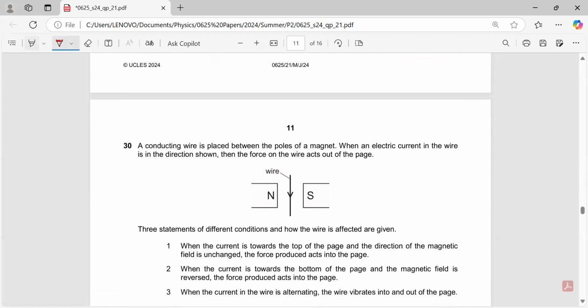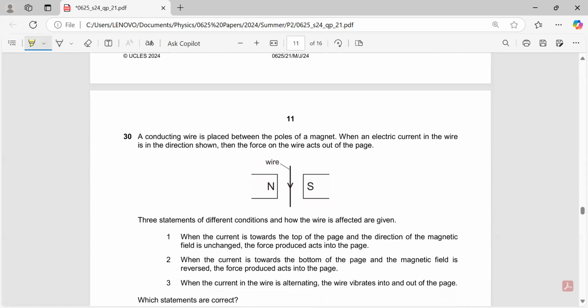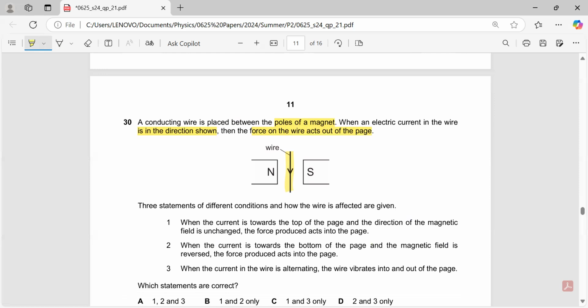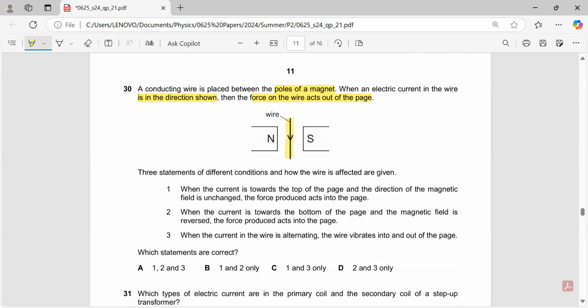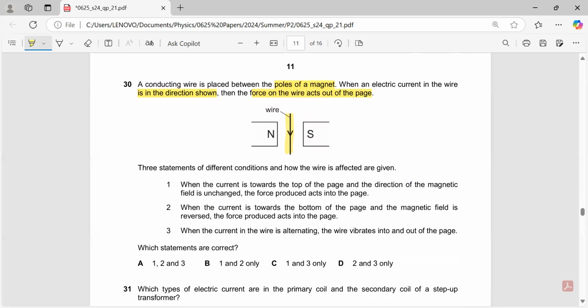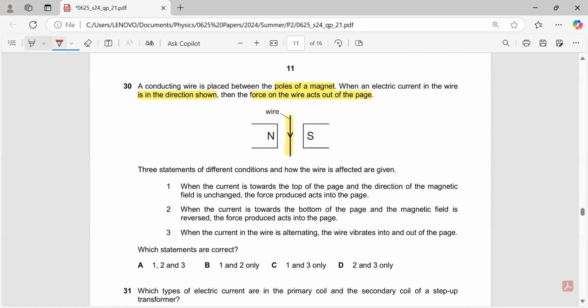Question number 30 now. Here there is a conducting wire and it is placed between the poles of a magnet. When an electric current in the wire is in the direction shown, then the force on the wire acts out of the page, out of the screen towards us. That is the direction of force. There are three statements of different conditions and how the wire is affected. Out of these three, you have to select which statements are correct. So one by one, we will see which statements are correct.